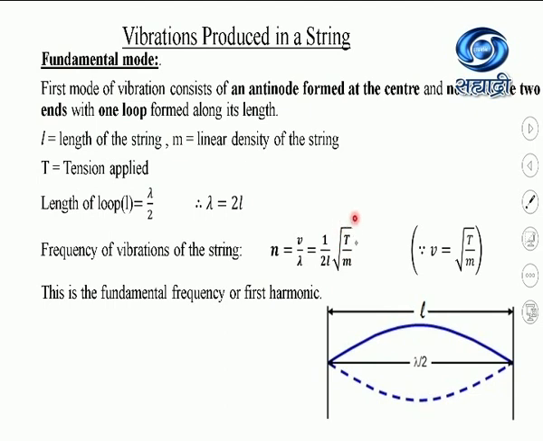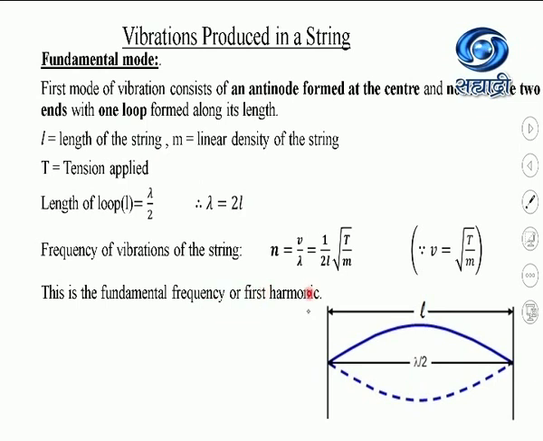V is the square root of T upon m, that is the velocity of the transverse wave, which depends upon the tension in the string and the linear density m. Also it depends on the material of the string. So here we can substitute V equal to under root T upon m, and in the denominator lambda is 2l, which we have already got in the earlier equation. So this is the frequency of the fundamental mode of vibration.